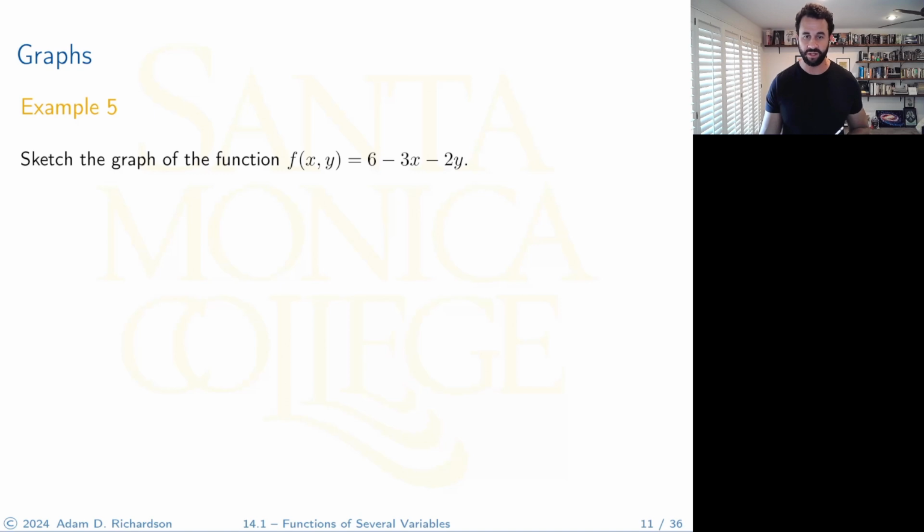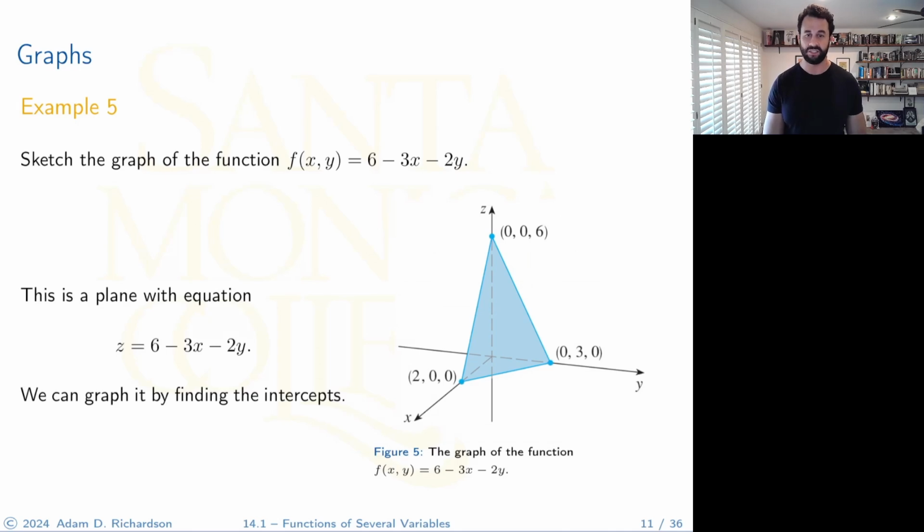All right, this one, sketch the graph of this function. Let's just do this one together, because we've done examples of this one a lot. So here we've got a function f of x comma y, and it's given by this rule here, 6 minus 3x minus 2y. Well, everything here is linear. So what we're going to end up with is a plane. So this is exactly a plane in space. It's a plane with this equation, z equals 6 minus 3x minus 2y.